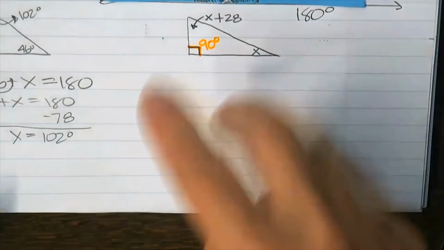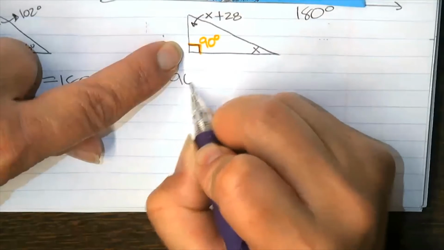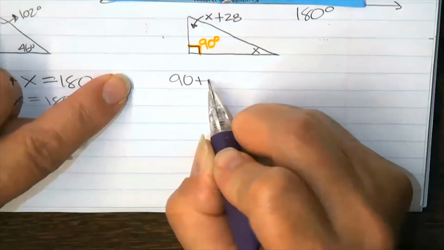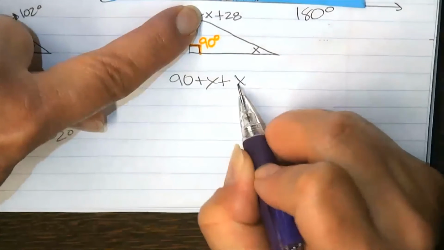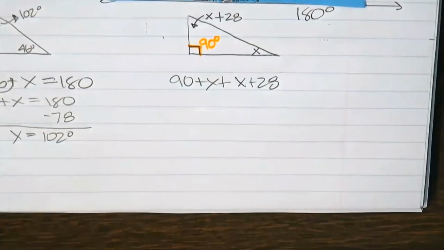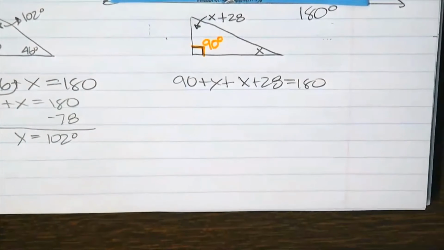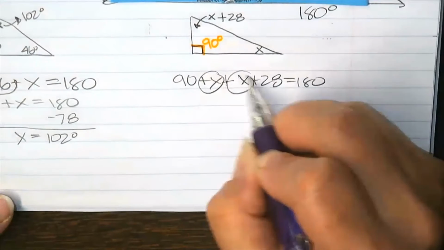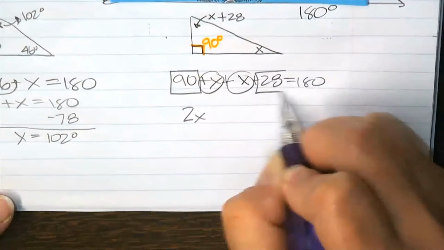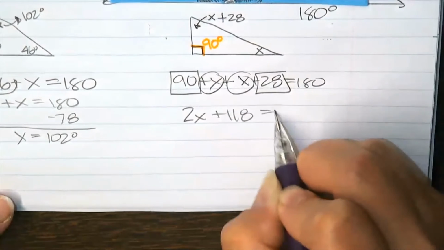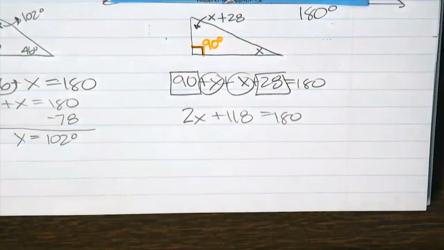So can we figure out what these other two are? Yeah. Absolutely. Angle 1 plus angle 2 plus angle 3 equals 180 degrees. So let's combine our like terms. We have two x's. And now this is a basic algebra problem.